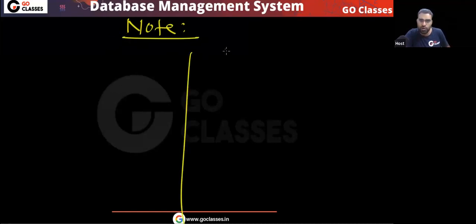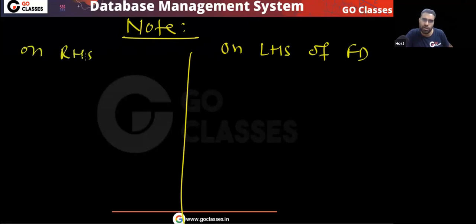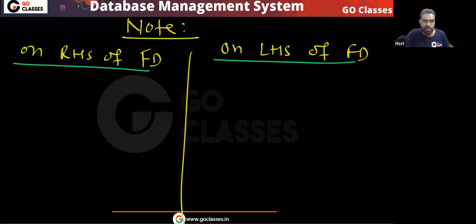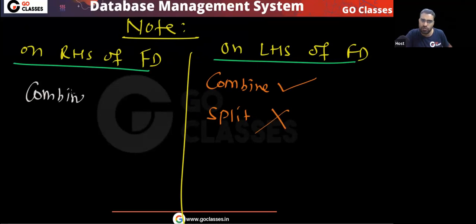So on the LHS of an FD, what can you do? And on the RHS of an FD, what can you do? Let me know. So on the LHS, you can combine, but you cannot split. On the RHS, you can combine also, and you can split also. Understood? Is this clear? So quite simple. I hope you understood all these things.